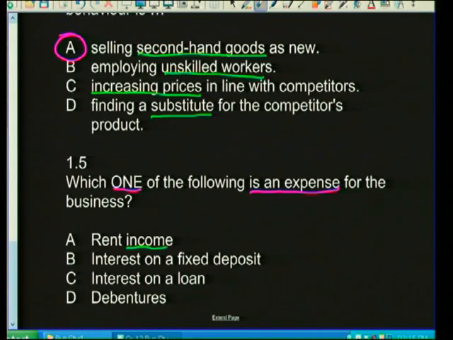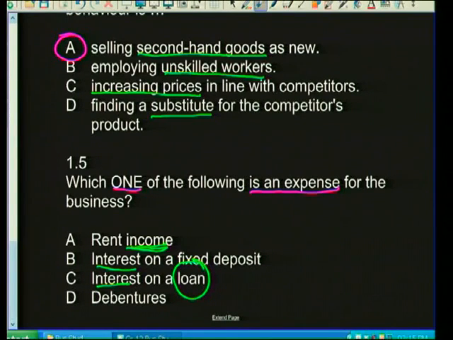Rent income. You can see income. I mean, that's not an expense. It's income. It's money coming into the business. Interest on a fixed deposit. So this could mean you are actually earning interest on money which you have invested. Interest on a loan. A loan would mean you have actually borrowed the money and now you have to repay the loan, plus you have to pay interest to the bank on the loan.